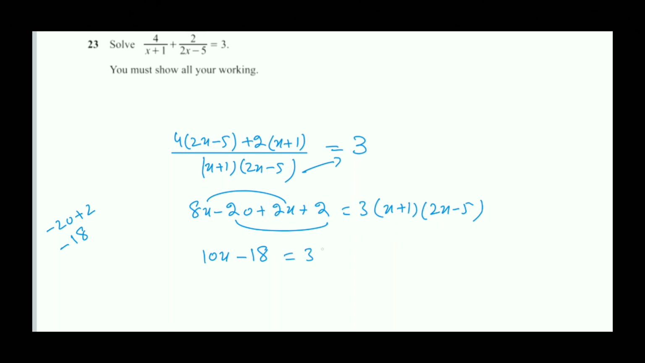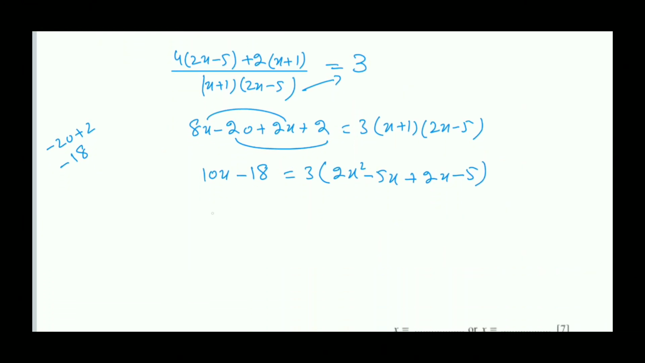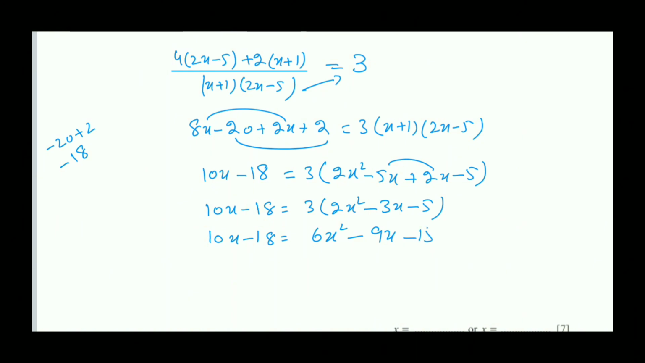Now multiply these two brackets: 2x square, minus 5x, plus 2x, minus 5. 10x minus 18 will be written as it is. You can solve this: 2x square as it is, minus 3x, minus 5 as it is. In this step, now you can multiply 3 with all the values. 6x square minus 9x minus 15.